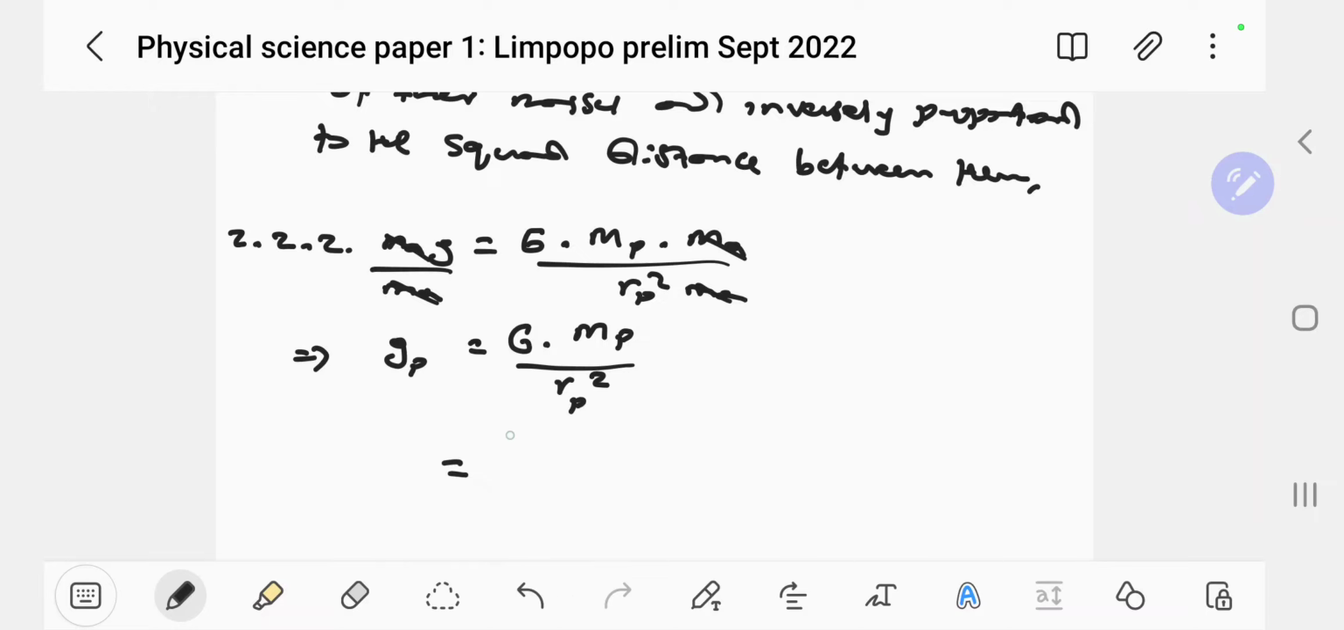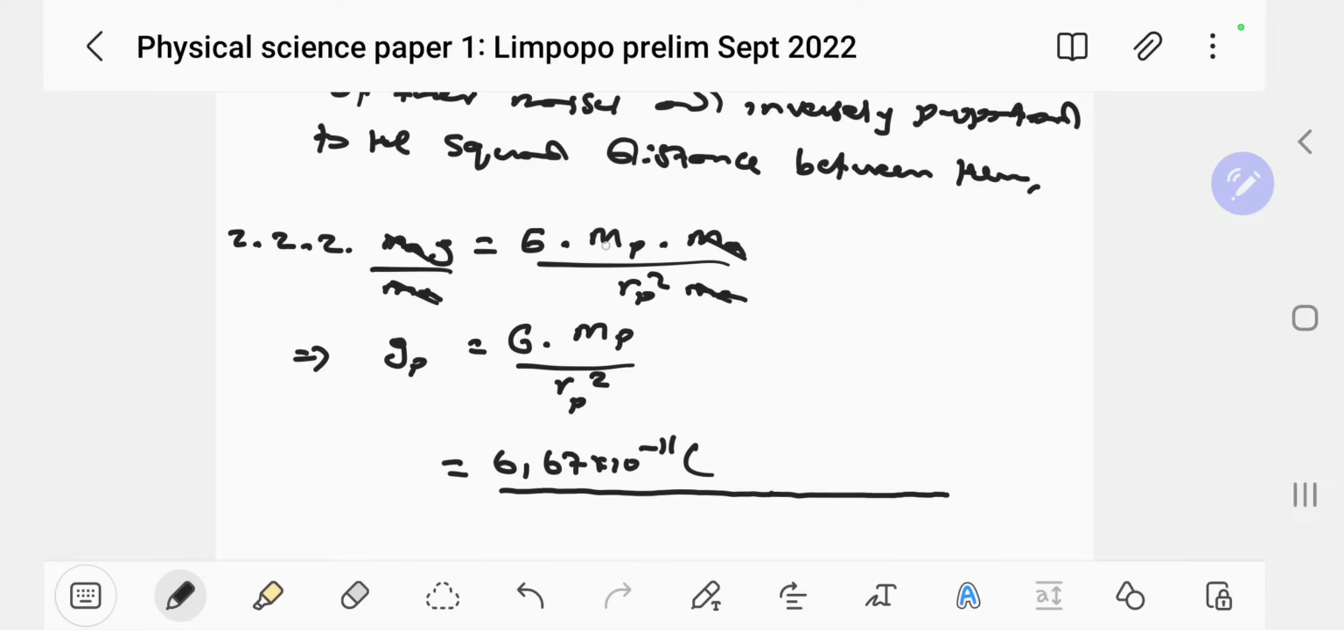So now let's continue. What is our gravitational constant? Let me just get my information sheet here. That one I definitely need. So this is 6,67 times 10 to the minus 11, right?